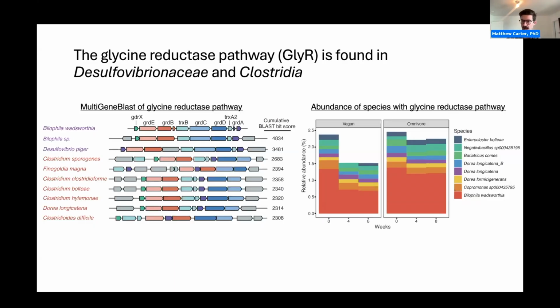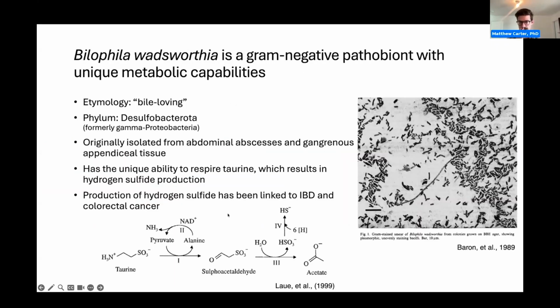So something about this vegan diet caused the abundance of this species, Bilophila, to decrease. This species is very interesting. It's been studied quite a bit in the context of different types of metabolic disease as well as IBD. It's mostly been studied for its unique ability to respire taurine, resulting in hydrogen sulfide production. One of the reasons this is particularly interesting for us is that, in its name, you can see Bilophila is a bile-loving species.